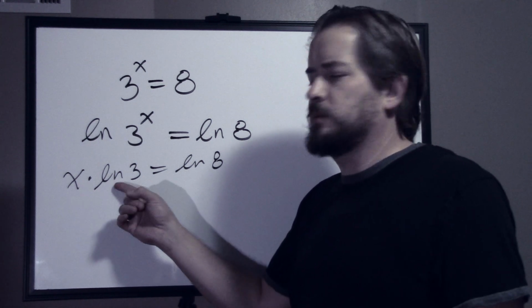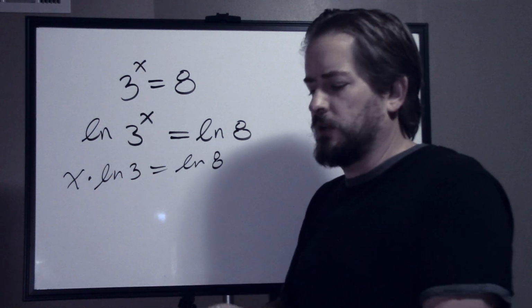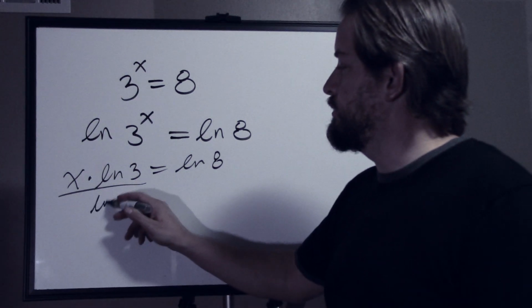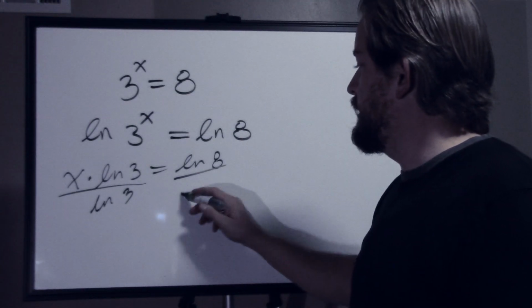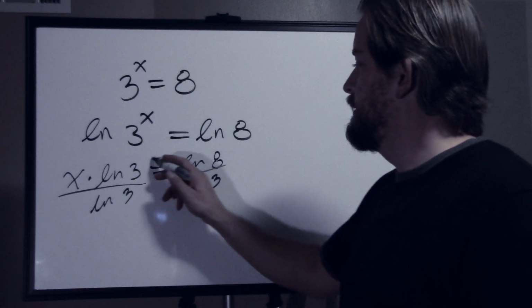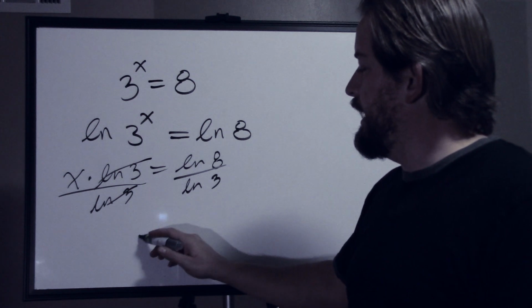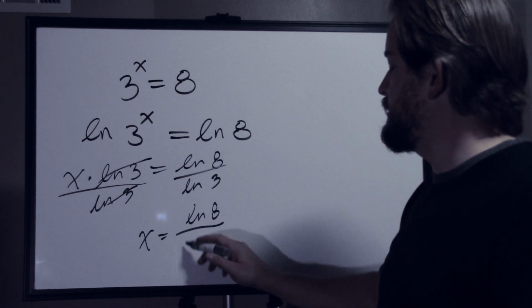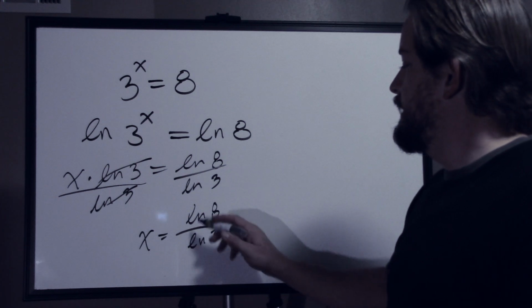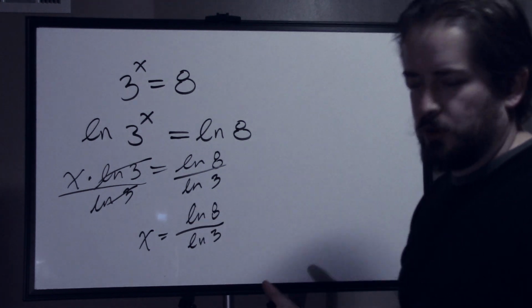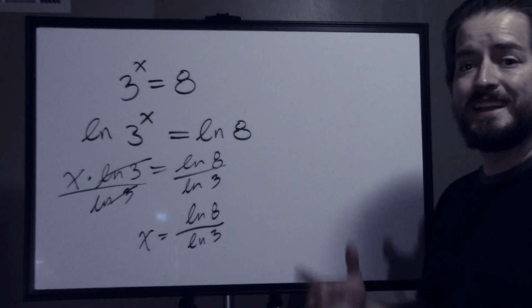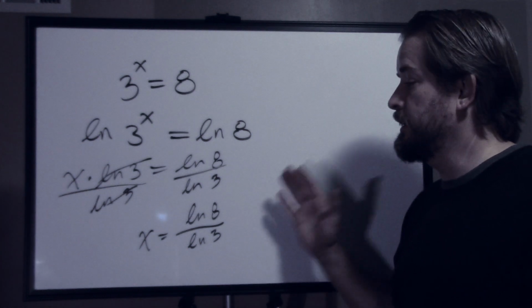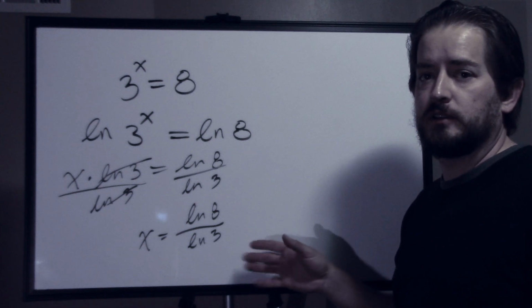So I have x times a number, but if I want to get x alone, I then just divide by that number, the natural log of 3. And I'll do that on both sides. So then x, in the end, is the natural log of 8 divided by the natural log of 3. And if your application or your homework or whatever it is asks you for an exact value, that's it. Don't evaluate these in the calculator. It's natural log of 8 over natural log of 3.